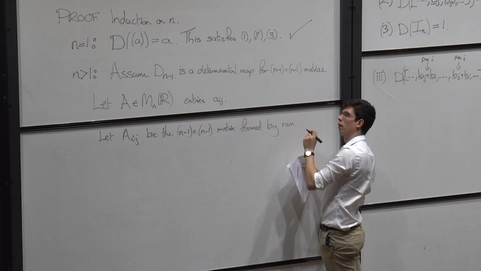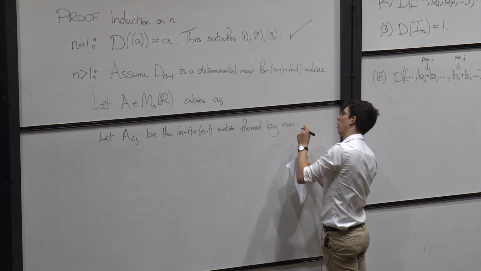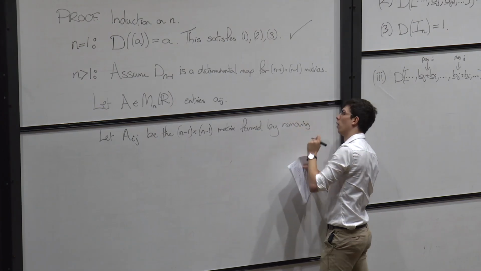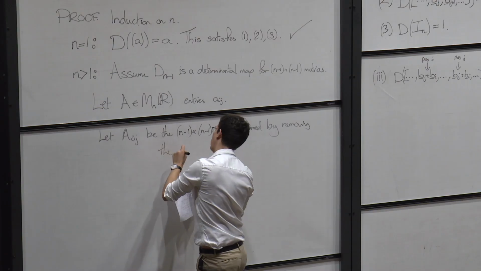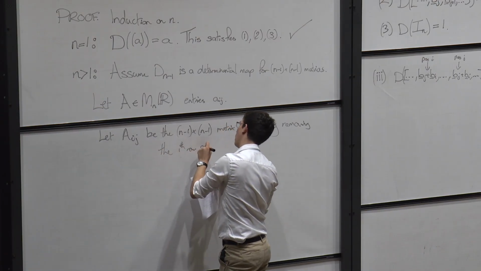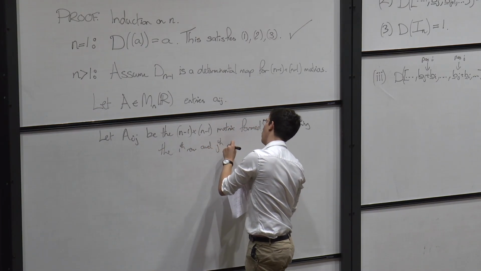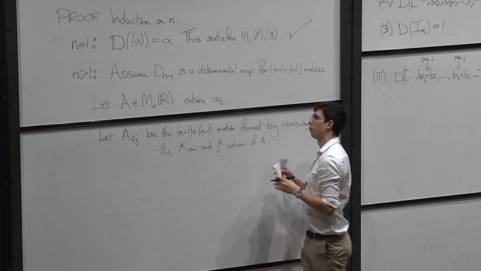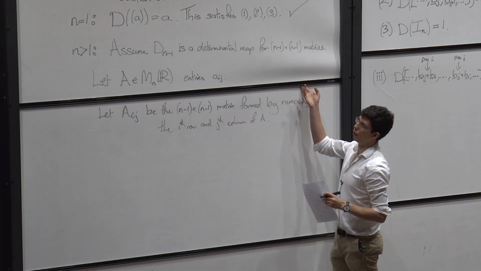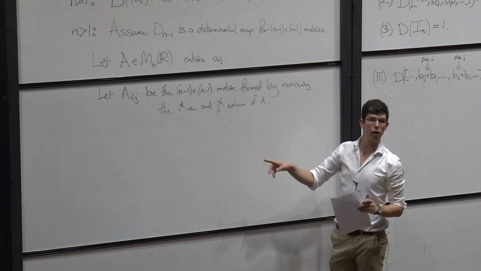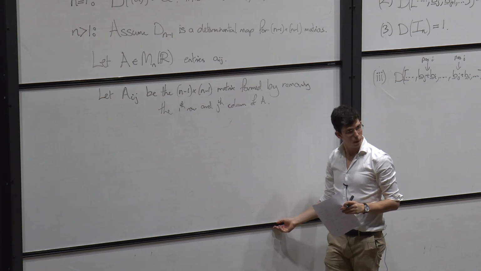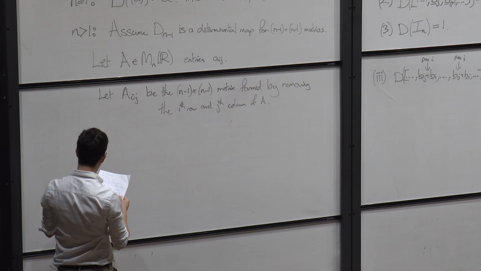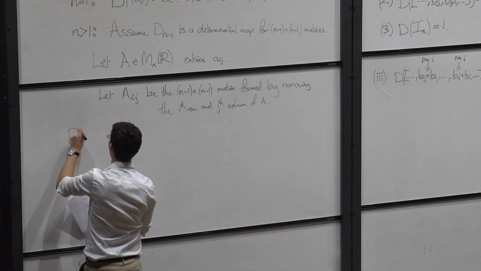So I want capital Aij to be the n minus 1 by n minus 1 matrix formed by removing the ith row and jth column of A. So this is one way of constructing various different n minus 1 by n minus 1 matrices from my n by n matrix A.